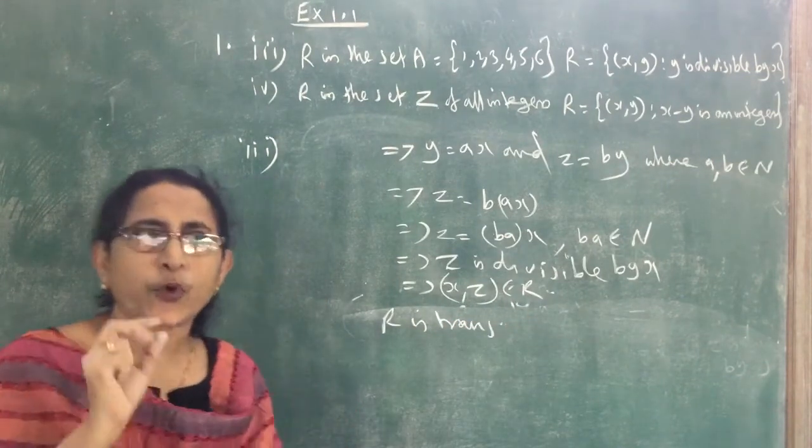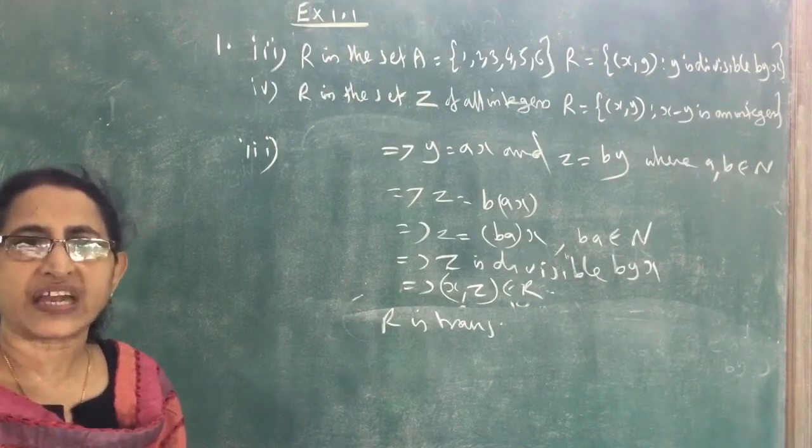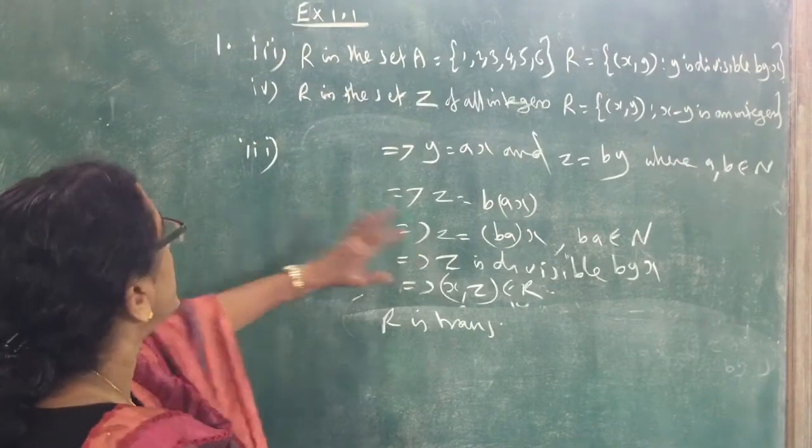To prove that it is transitive, we have to prove it generally. If it is not, we can show it with one example. Now, that is over. Now the fourth one.